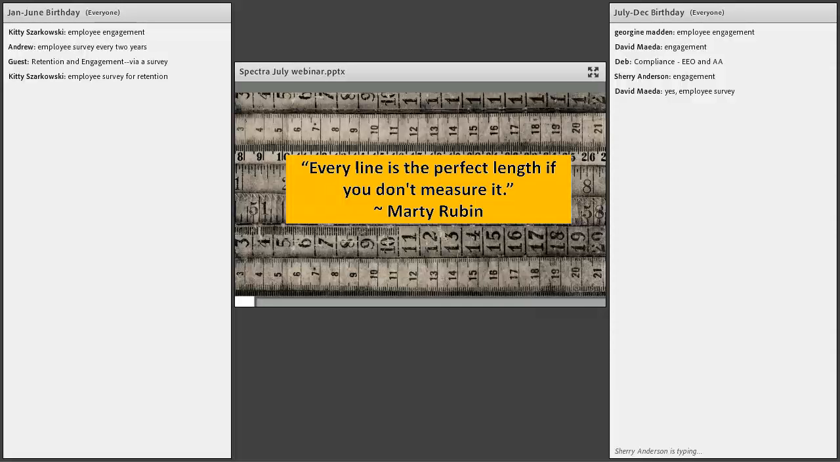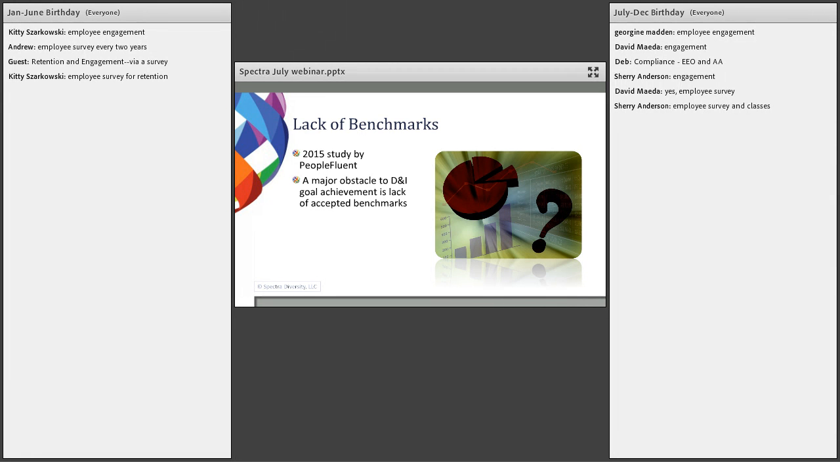I'm going to encourage you to think a little bit beyond that. Every line is the perfect length if you don't measure it. And also in organizations, every effort is one that isn't producing results and can be cut if we don't measure it. So another way to think about that is, why do I need to be gathering this data, and why is it going to be important? Because we are being held to what many other organizational efforts have been held to for decades, and we're getting a lot closer to that in our field as well. That's why we're seeing a lot more written about this in our space.